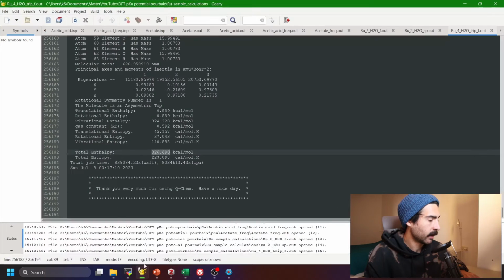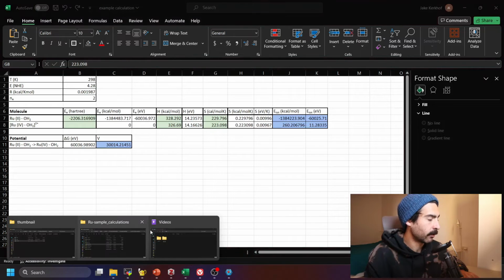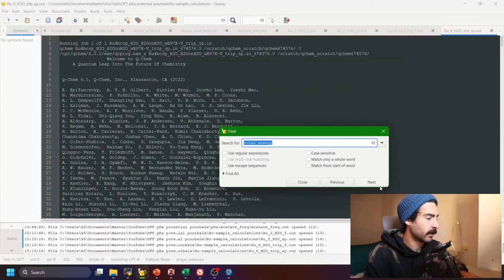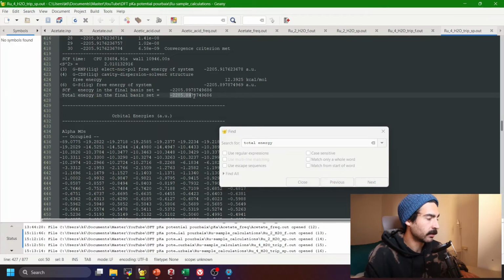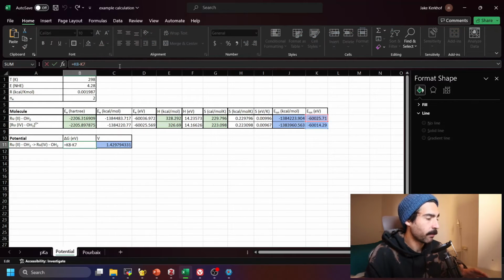We have an entropy of 223.098 calories per mole Kelvin. And if we go into our single point energy calculation, we can find that we have a total energy of negative 2,205 Hartrees. So we have total energy for both species in electron volts. We can then find the delta G by subtracting the total energy of each species.